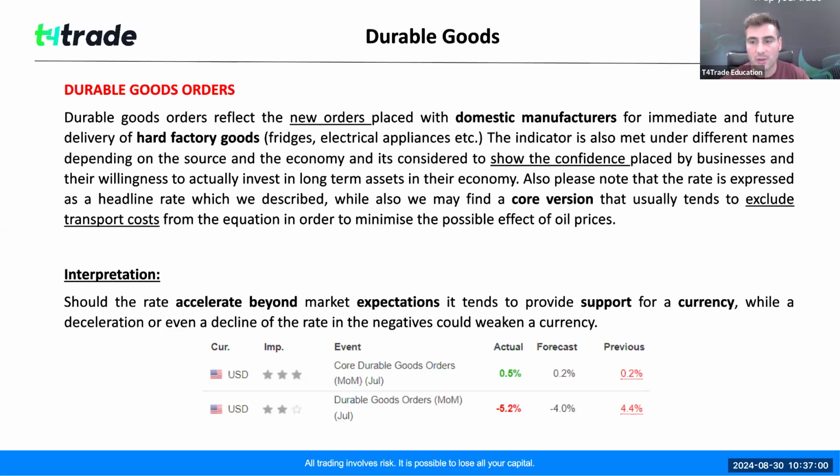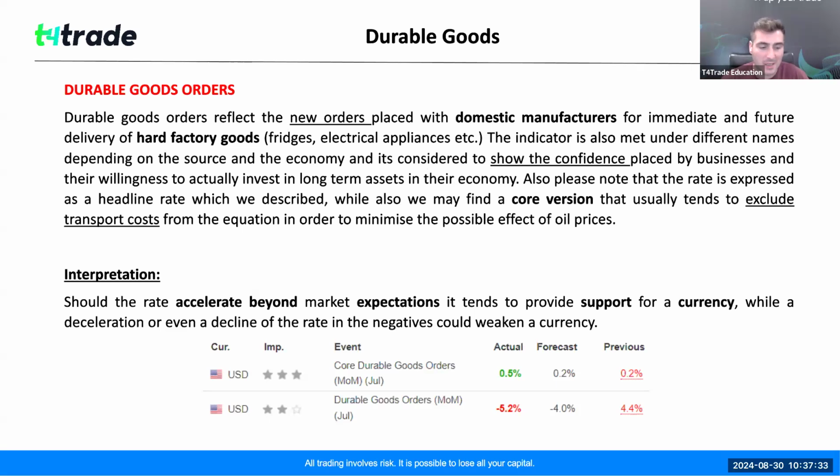So we're talking about things that are made with the purpose of surviving the test of time, if you would like. The indicator is also made under different names depending on the source of the economy, and is considered to show the confidence placed by businesses and their willingness to actually invest in long-term assets in their economy. So it tells you indirectly how those manufacturers are looking at things.